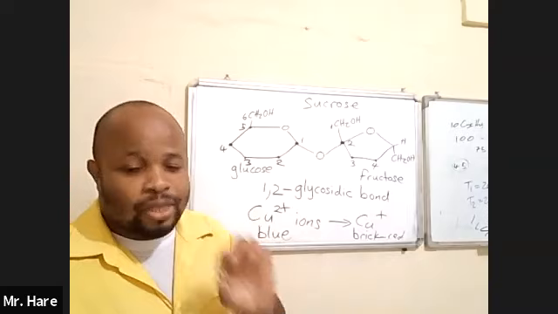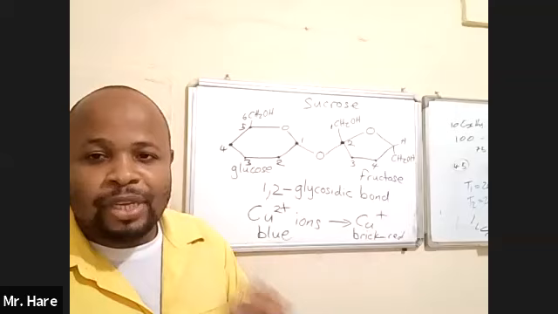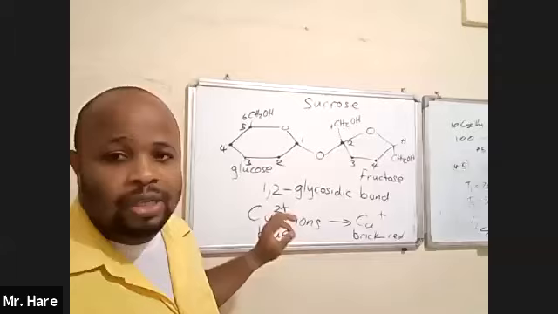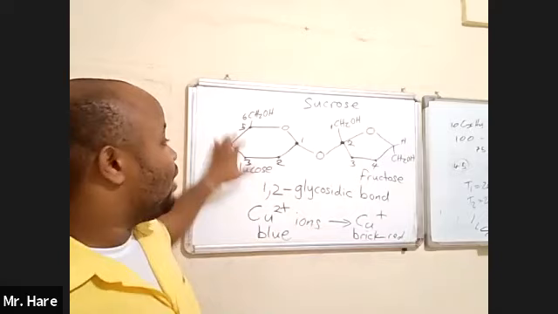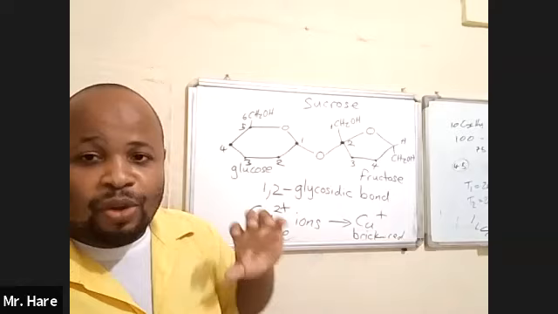Once you get a color change, even if it is from blue to green, it means that reducing sugar is present because it is reducing your copper two plus ions. If it goes to red, it means you have a lot of the sugars present. If you don't have enough sugar, you won't reduce enough.